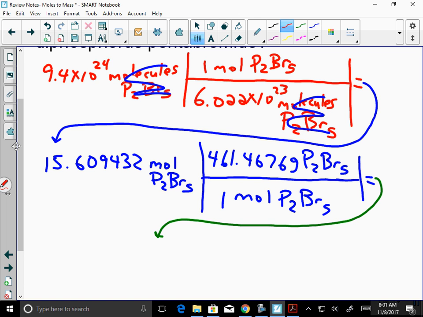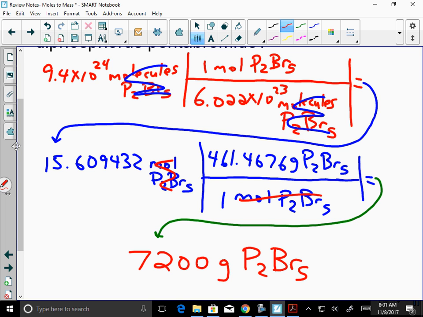and I need 2 sig figs, right? If I remember right, it was 9.4, correct? I need 2 sig figs, so my value is 7,200 grams of P2Br5. My moles cancel here, meaning my label left is grams of P2Br5.